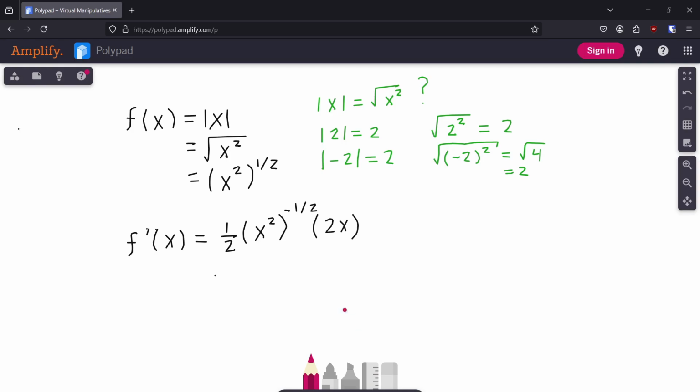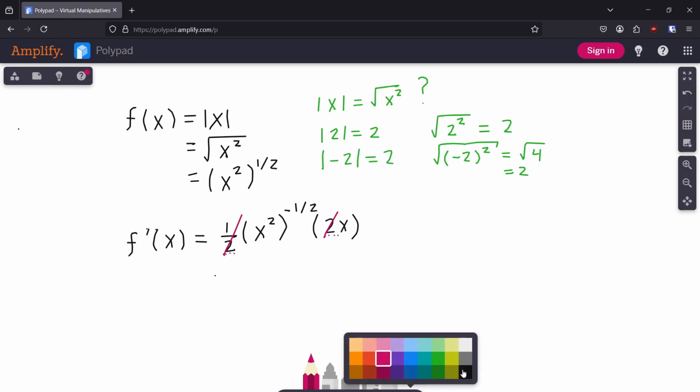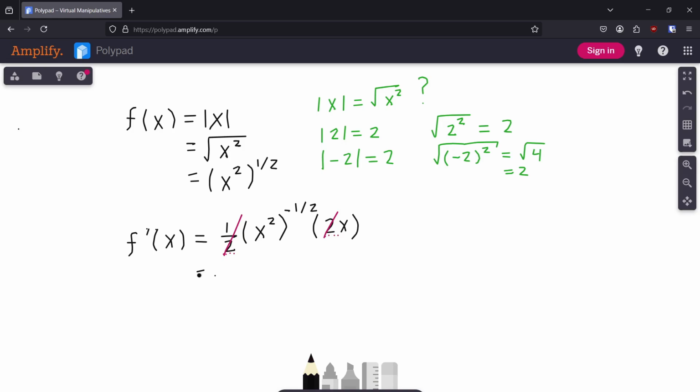So what can we do? So we have a 1/2 here and a 2 here. So those are going to cancel out. 1/2 times 2 is just 1. So we're left with x times x squared to the negative 1/2. Okay? Now we're almost done.